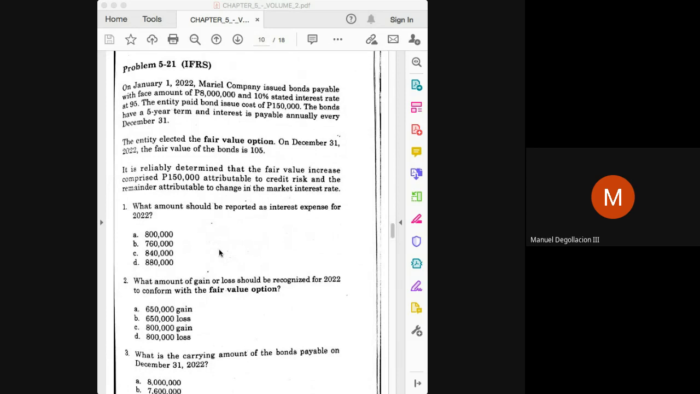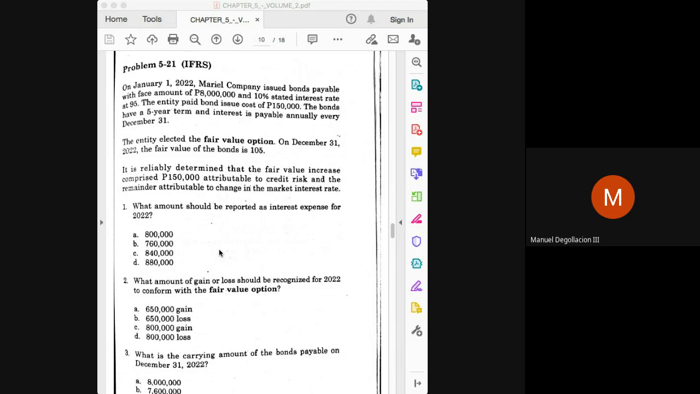problem 5-21. Somewhat similar to the previous problem. What amount should be reported as interest expense? Okay, here the bond has a face amount of 8 million and a stated rate of 10%. And those are the two things we need to get our interest expense if the fair value option method is used, which is exactly what is being used in this problem. So we simply multiply 8 million and 10%, we would get 800,000. So the answer in number 1 would be 800,000.